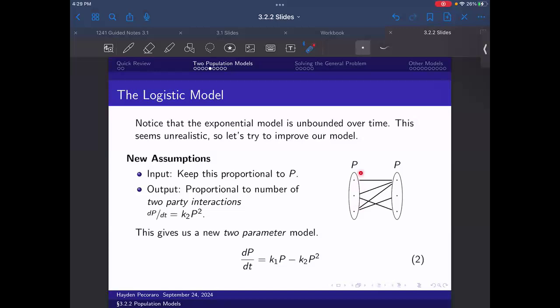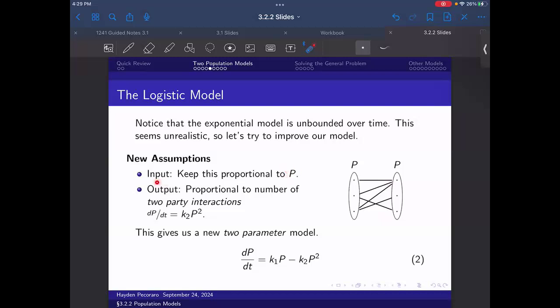And this is why this is p squared. Two-party interactions, if you have like 3 agents in the population, well, you can have someone interact with themselves. This person can interact with the first person. The third person can interact with the first person and the second person. The second person can interact with the first and the third. And these interactions all have a chance of one agent being killed, right? And then a decrease in the population.